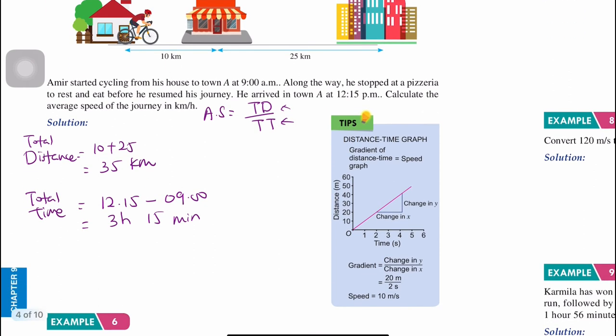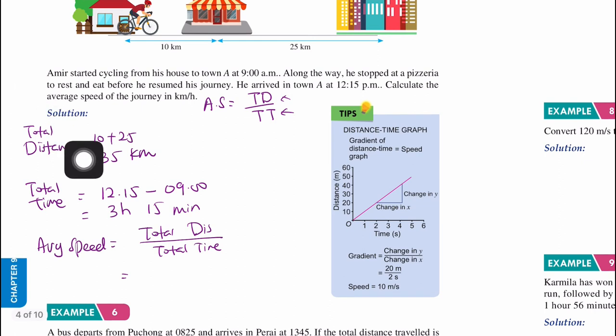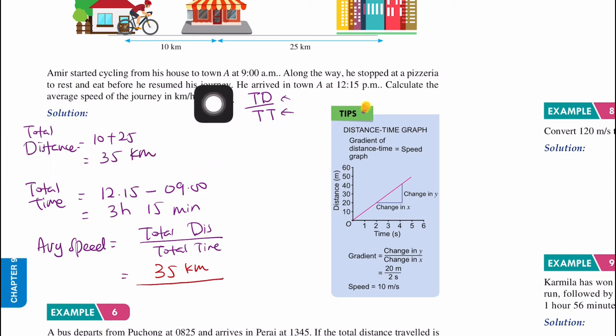Now kita kena kira average speed. Average speed is total distance over total time. Total distance, please make sure in kilometer, betul? So, 35 kilometer. Total time pula, mesti in hours only. But we have 3 hours 15 minutes. So macam mana kita nak buat?